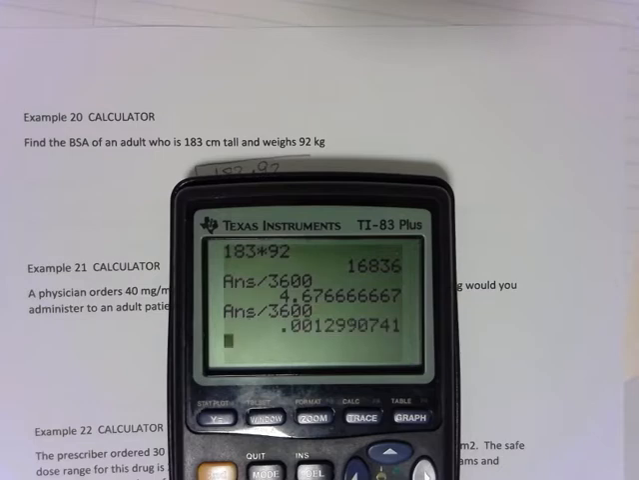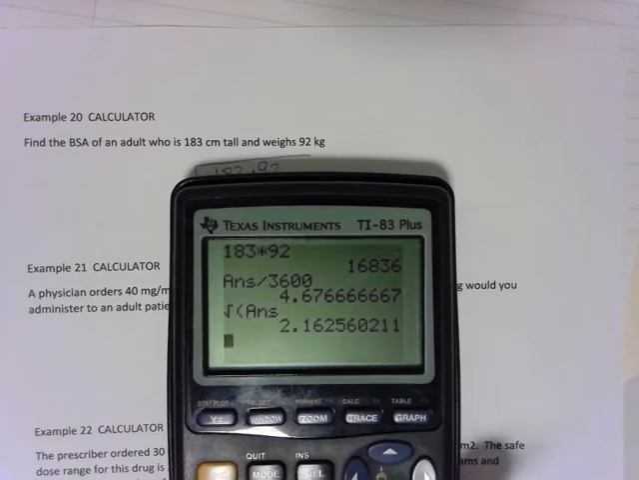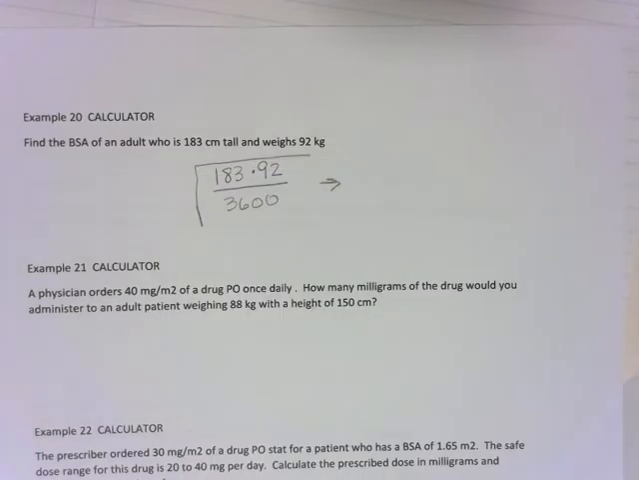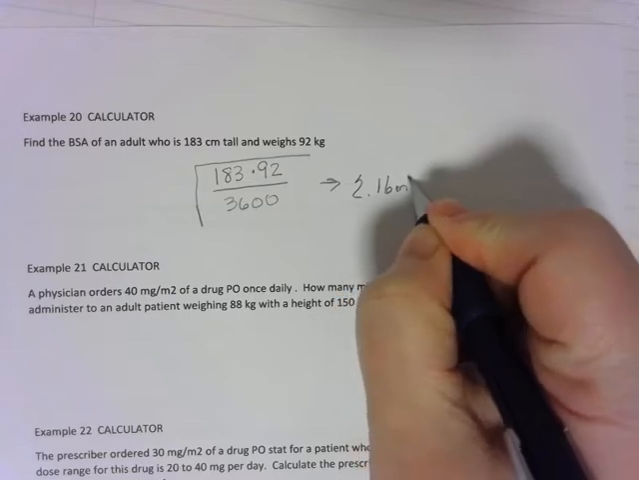That didn't work out. 183 times 92 divided by 3600, square root of my answer. There we go. I'm going to round that to 2.16. And my units is m squared.